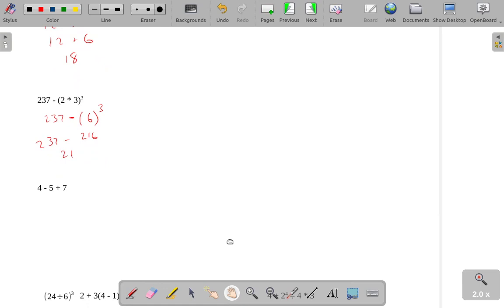On this one, we have both subtraction and addition. Remember, subtraction and addition are tied in the order of operations. And this is the one that's on the left, so that's the one I need to do first.